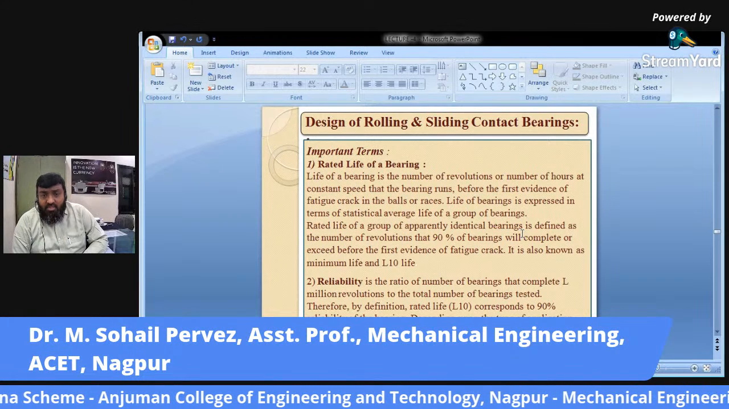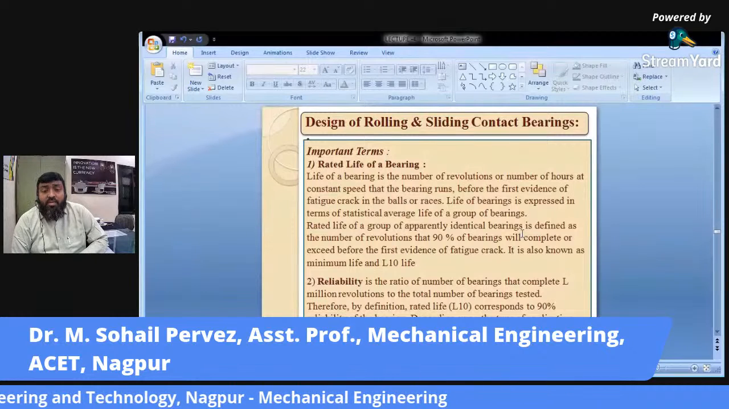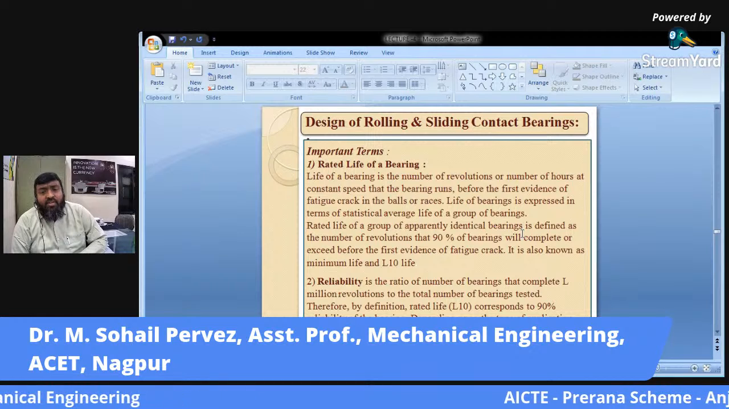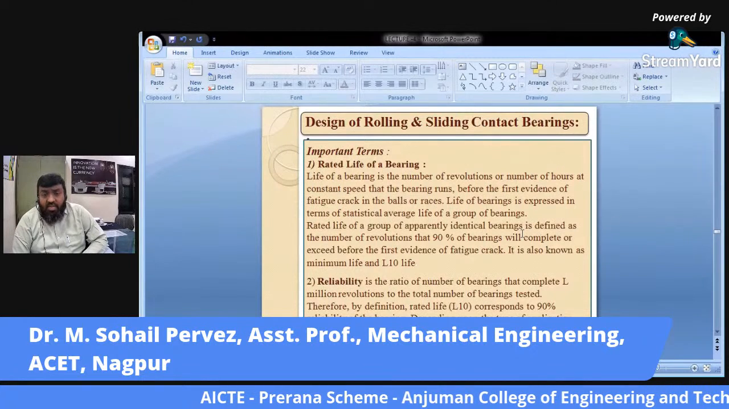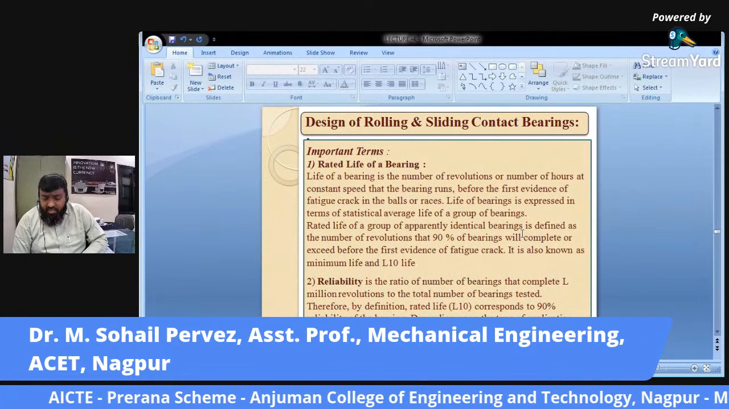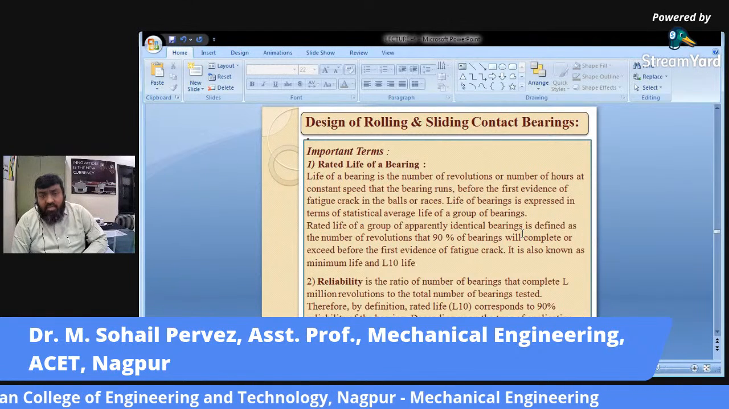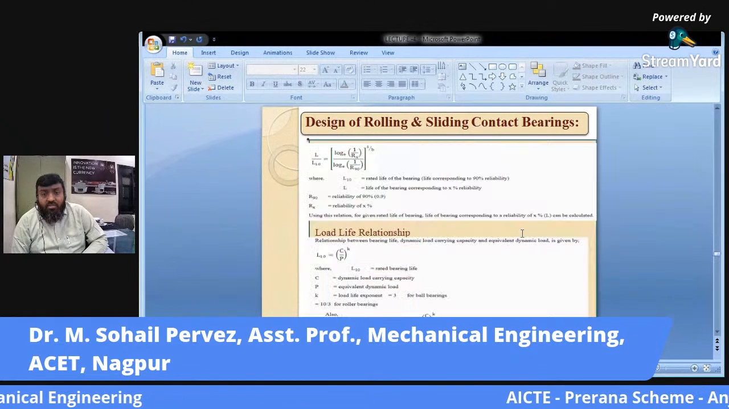You will come to see this also in the later part. That is 90% of the bearing will complete or exceed before the first evidence of fatigue crack. It is also known as minimum life and L10 life of bearing in million revolution we generally calculate. Now reliability is again the important issue, because a reliable design will ensure safe operation of the bearing.